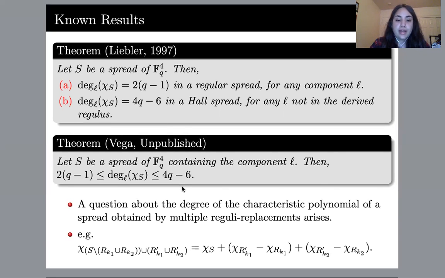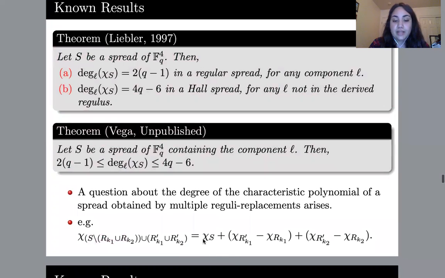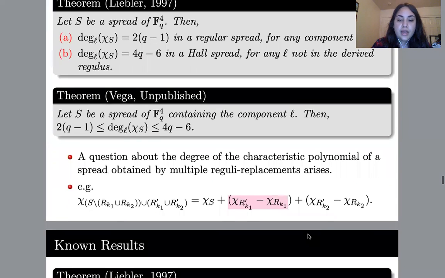So with this in mind, a question about the degree of the characteristic polynomial of a spread obtained by multiple regular replacements arises. So here, now I give a new example where it's a characteristic polynomial over a spread where you do 2 regular replacements. And thus we can see that you can write it this way. And moreover, this difference is going to keep showing up more and more as we continue to increase the number of regular replacements. So because the difference is going to keep showing up, it is important for us to study it. And that's exactly what we did.